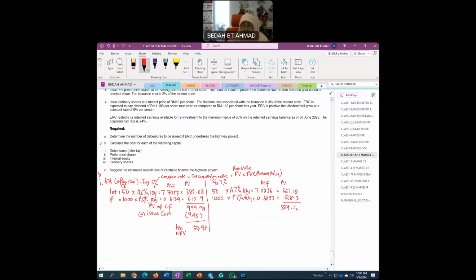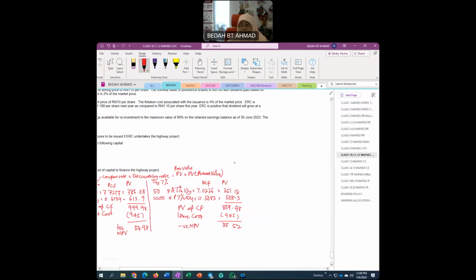859.48. Okay, and the issue cost still at 945. So here the issue cost is more than the revenue. You will get the negative NPV. Okay, so 945 is higher, the issue cost. So the issue cost is more than the PV of cash flow. So you will get the negative net present value of 85.52. And after this, we'll do the interpolation.